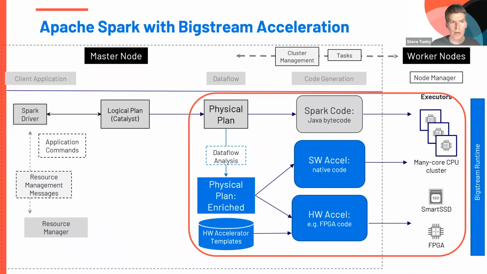Bigstream will evaluate the physical plan through data flow analysis and generate a new enriched physical plan, looking at our hardware accelerator templates. And again, each task will evaluate, can this be accelerated with software acceleration? Can this be accelerated with hardware acceleration? And so pushes off to the cluster that now has these accelerators built in. So again, this does not touch the inner workings of Spark, and so it is a seamless execution.